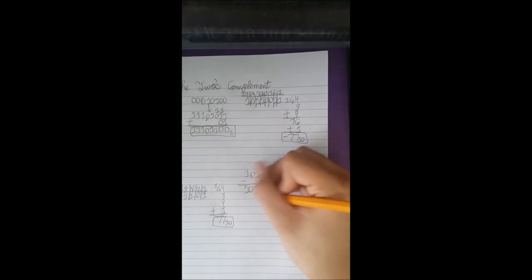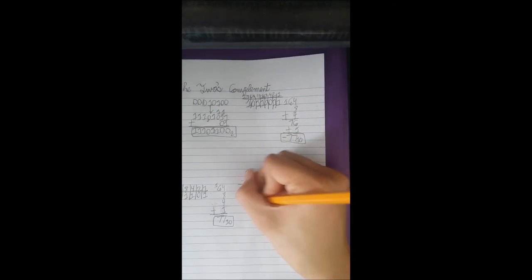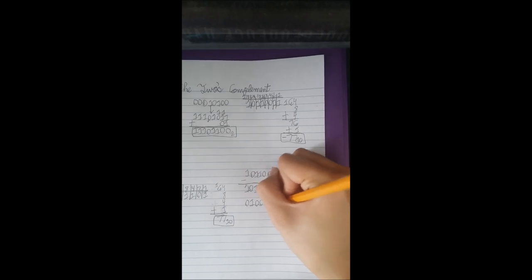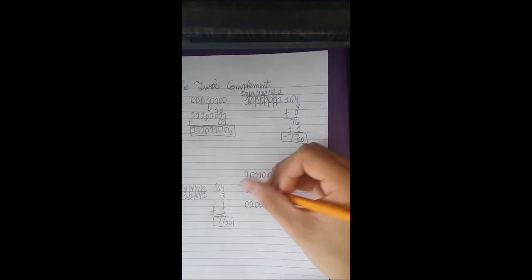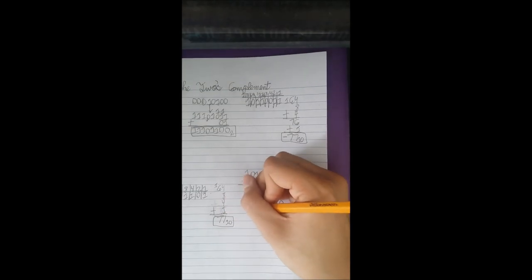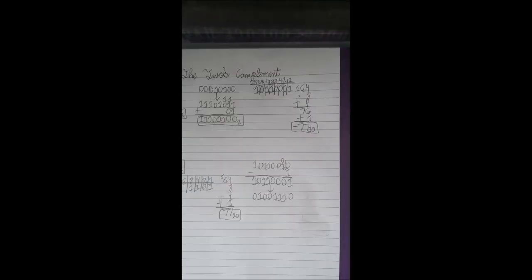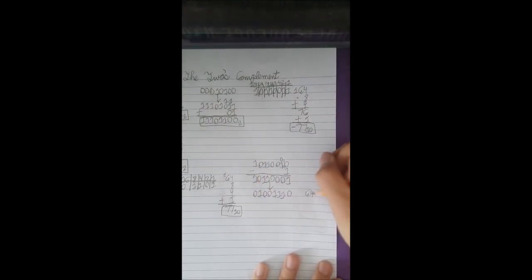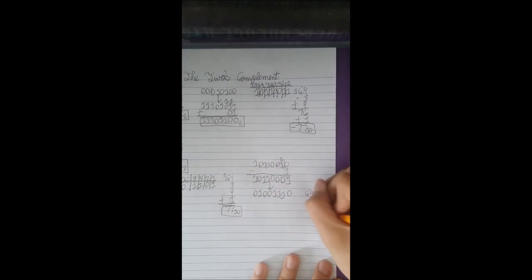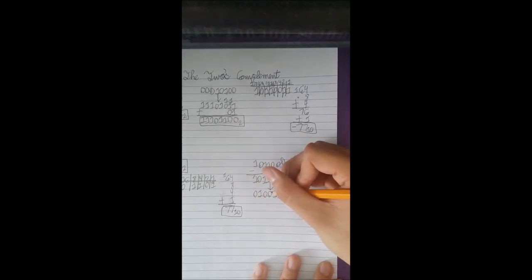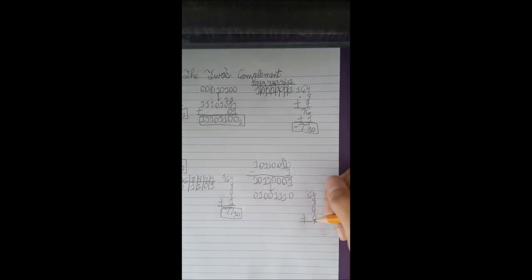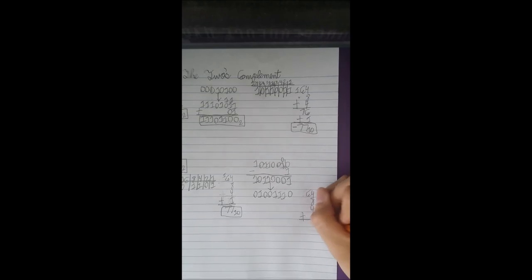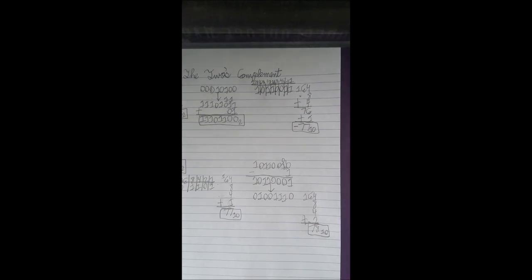Then you flip all the 1s to 0s and the 0s to 1s. Then we add all the ones. So we got 64, 8, 4, and 2. And this is negative 78. So yeah, this is negative 78.